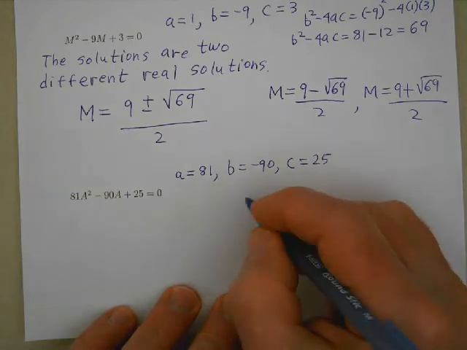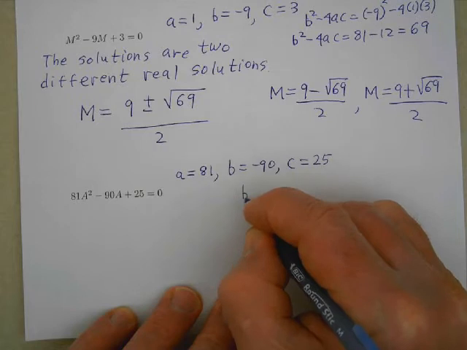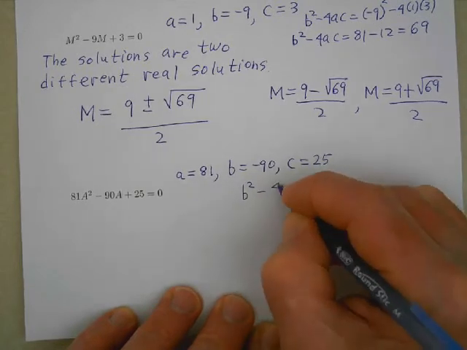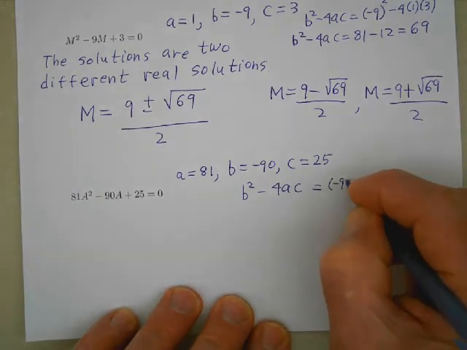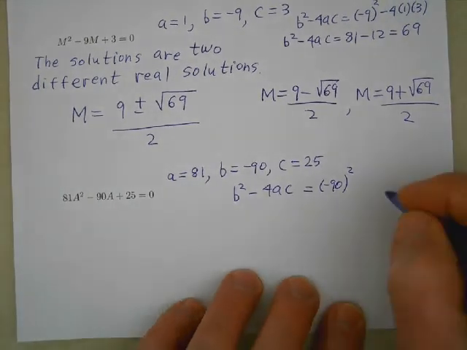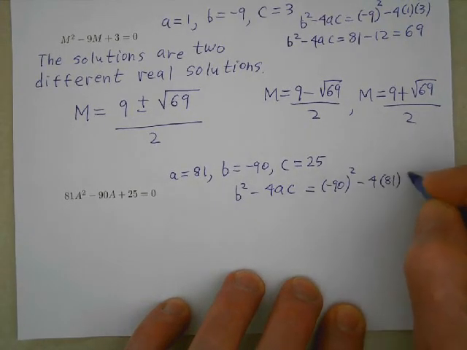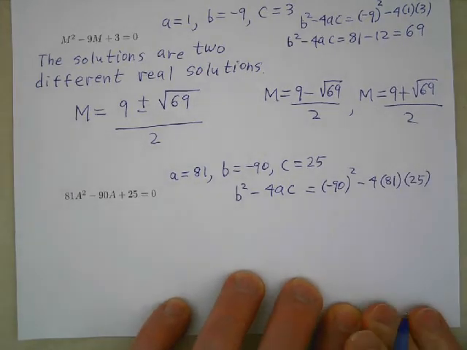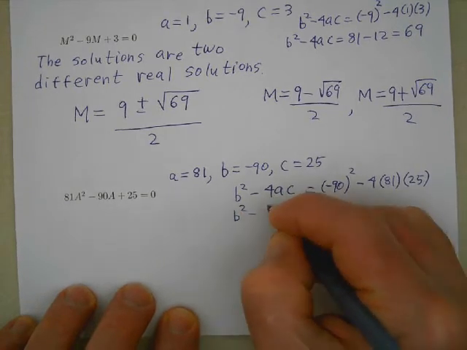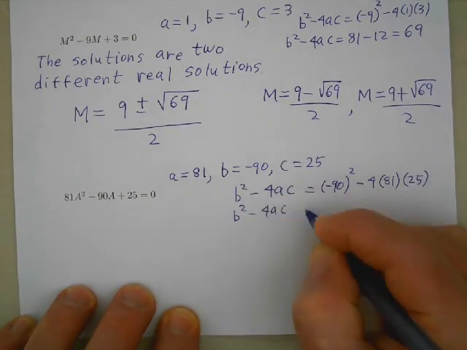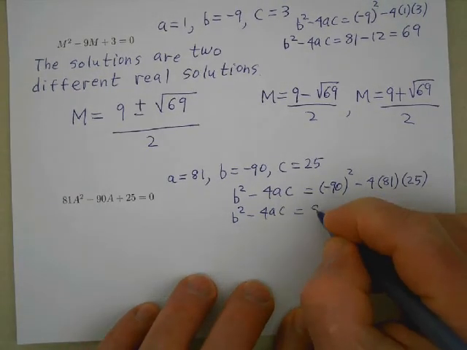Okay, so these numbers are bigger. We might need more room for the discriminant. So b to the second minus 4ac is the number negative 90 to the second minus 4 times 81 times 25. So we'll simplify that a little bit. b to the second minus 4ac. The number negative 90 squared is just 8100.